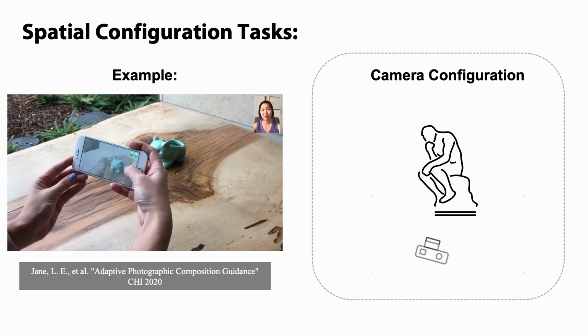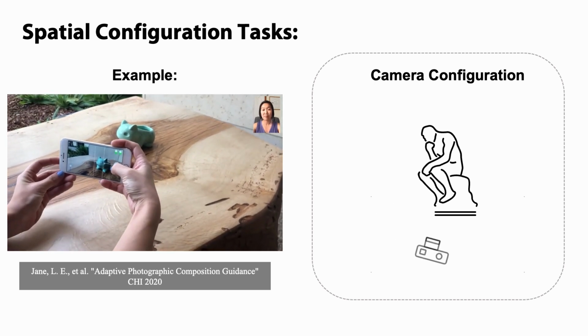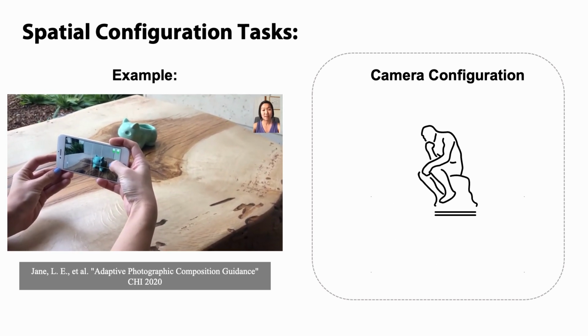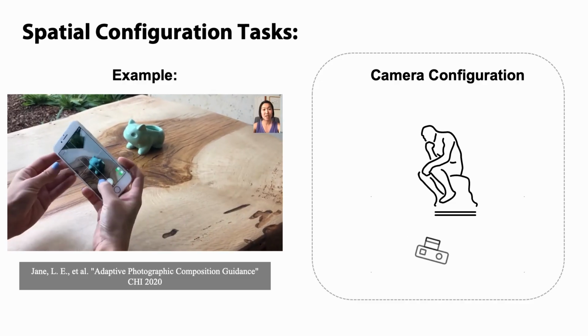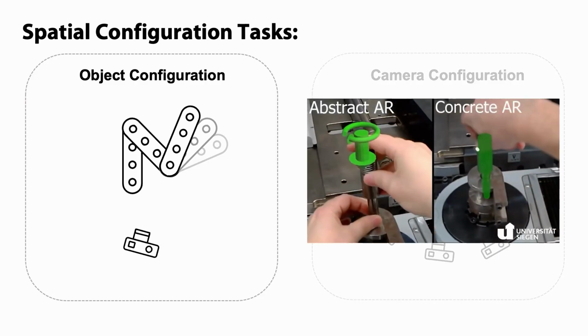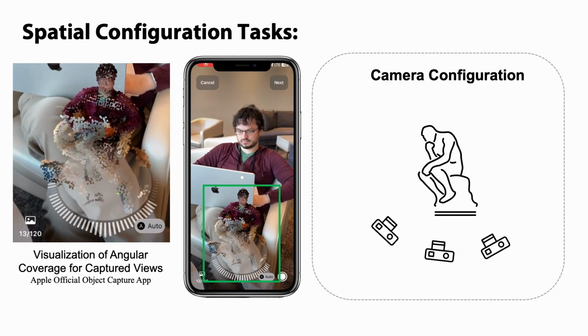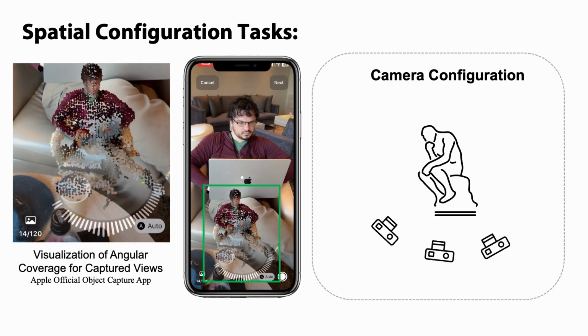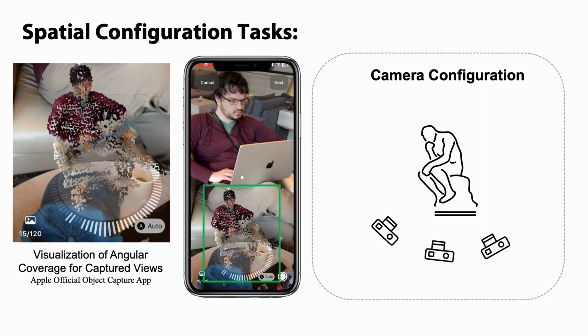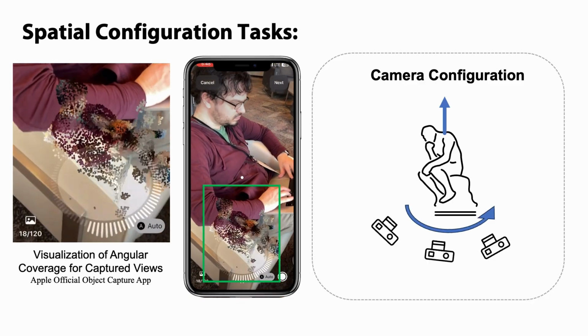In other cases, the task may involve recording some particular distribution of images, in which case our challenge is to help the user translate and rotate the camera to achieve a particular goal. In both of these scenarios, the user has control over some spatial degrees of freedom in the scene. For object configuration tasks, those degrees of freedom are determined by how the object can move. And for camera configuration tasks, while there are technically 6 degrees of freedom for the camera, we are often more concerned with something like capturing an object from many different angles.